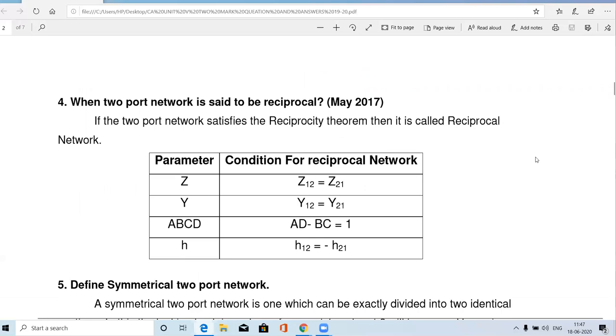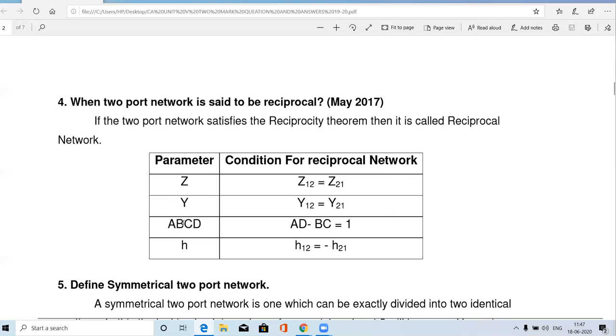So what are the conditions to be satisfied in terms of the Z parameters? For a two-port network we measure the Z parameters: Z11, Z12, Z21 and Z22. Out of the four parameters, if the Z12 value and Z21 value are equal, the network is called a reciprocal network. Similarly, in terms of the Y parameters, if the Y12 value and Y21 value are equal, it is a reciprocal network.